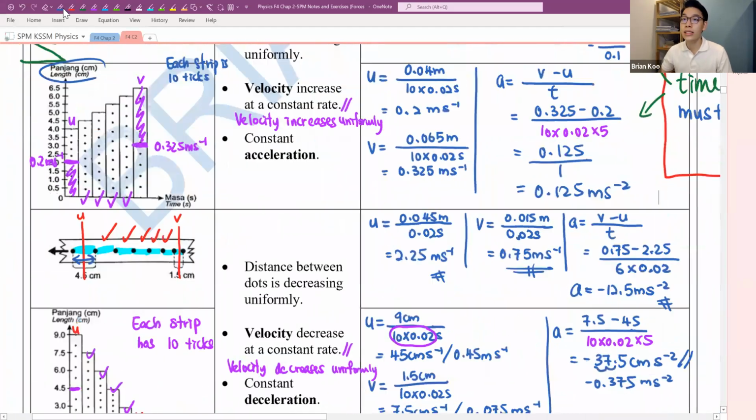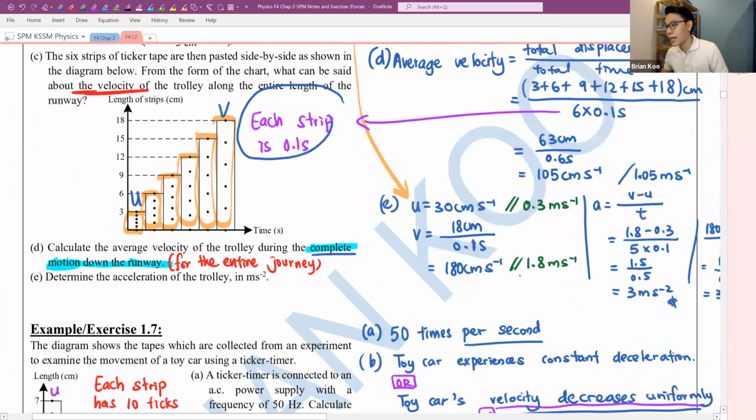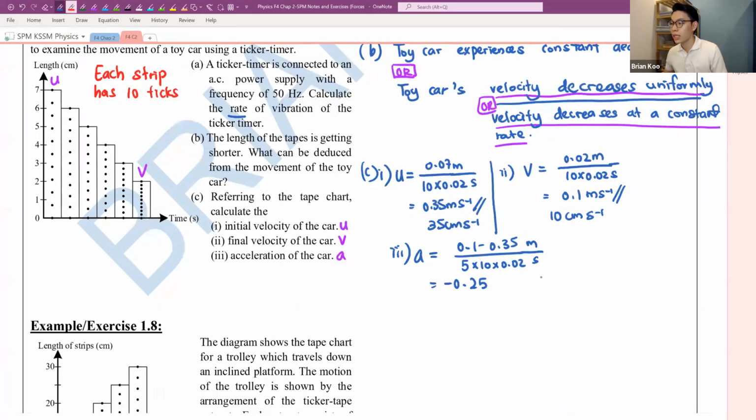Okay, so that is in meter per second. Oh, sorry, in meter per second squared, or, those of you who did cm, this would be it.